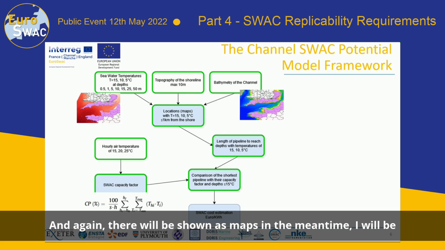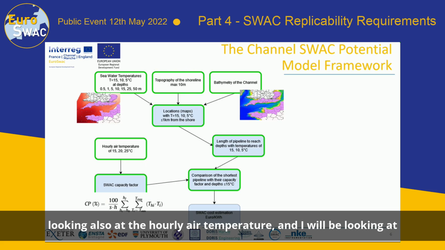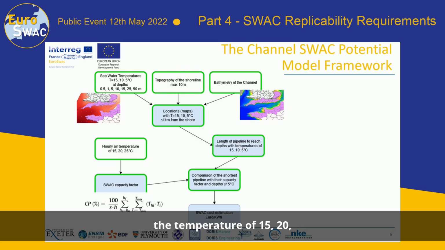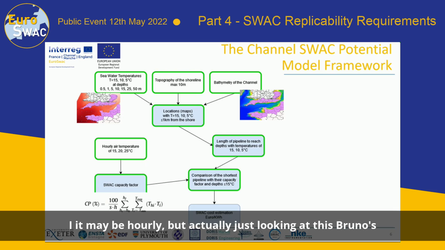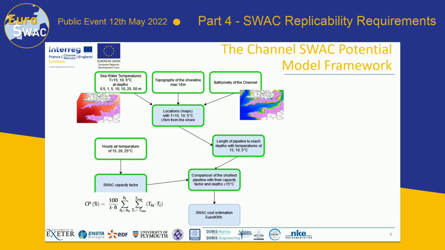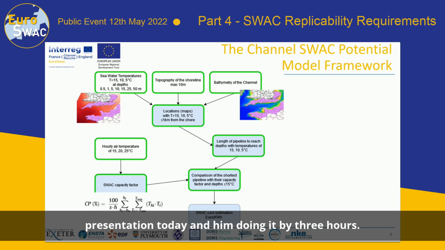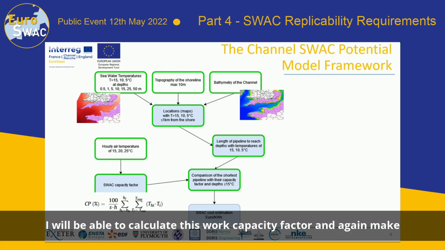In the meantime, I will also be looking at the hourly air temperature, at temperatures of 15, 20, and 25 degrees. It may be hourly, but actually, having just seen Bruno's presentation today, where he did it by 3 hours, maybe I will change it to every 3 hours and that can be totally sufficient. Based on this information, I will be able to calculate the SWAC capacity factor and again make the maps.